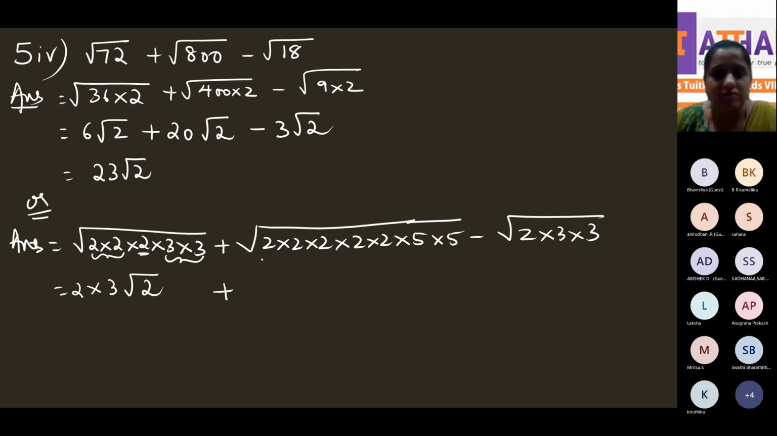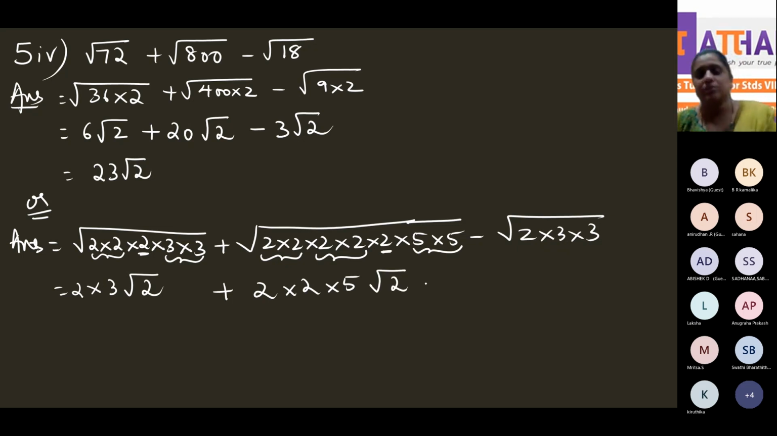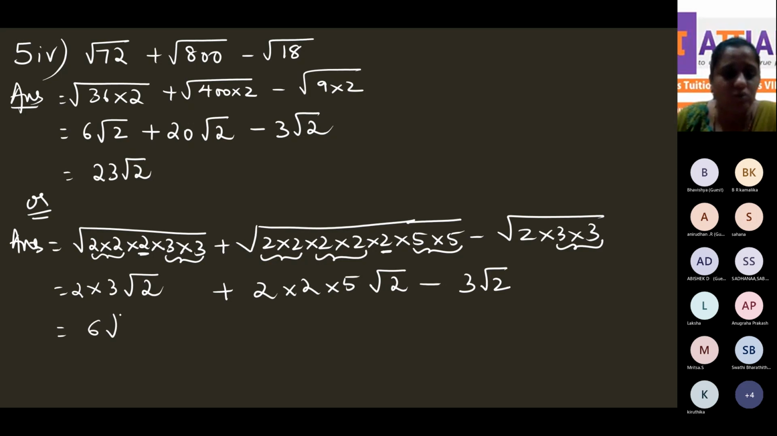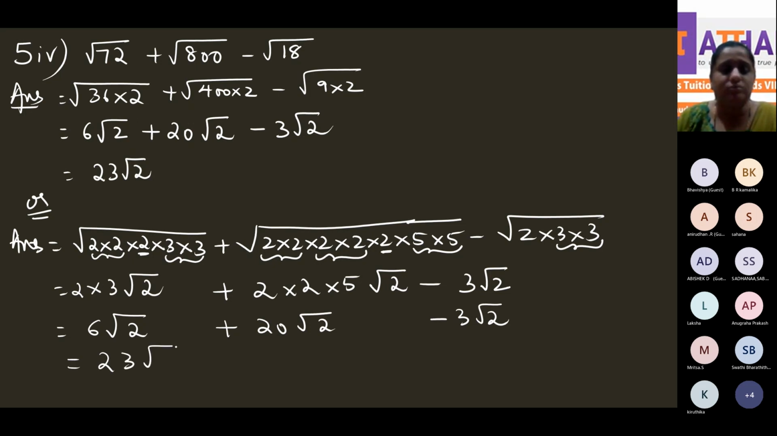Now plus. From 2 twos, one 2 comes out. From 2 twos, one 2 comes out, and from 2 fives, one 5 comes out. What remains? 2 remains under the square root. From 2 threes, one 3 comes out. 2 remains under the square root. So now this will be 6 root 2. 2 threes are 6, 6 root 2 plus 4 fives are 20 root 2 minus 3 root 2. So the same thing, 23 root 2. The only difference is in the first step. Please make a note of this, children.